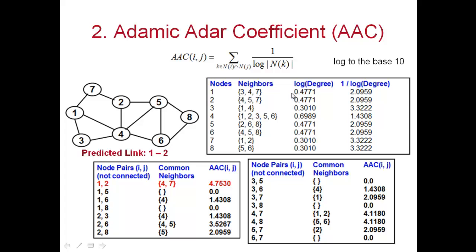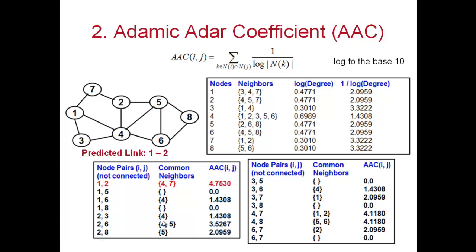So you can find the logarithm of the degree. So the degree is 3, so log 3, again log is to the base 10. Then log 3 again 0.4771, log 2 is going to be 0.3010, log 5 to the base 10 is 0.6989, and then 1 over that log degree. So just compute the inverse of these logarithm values. So that is 1 over log degree.